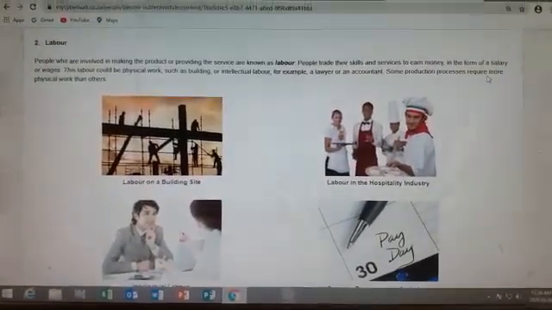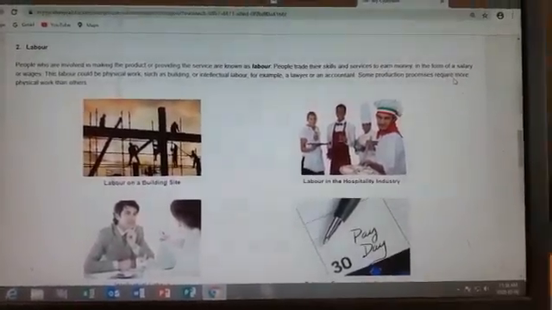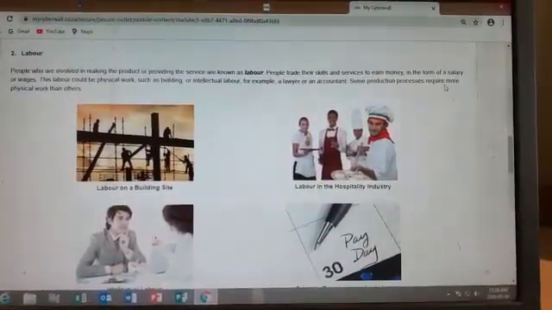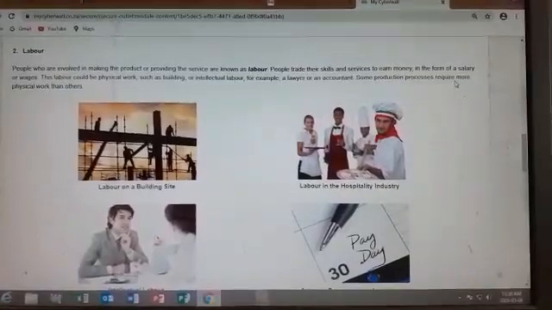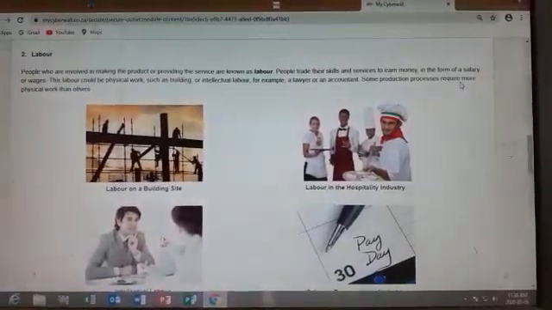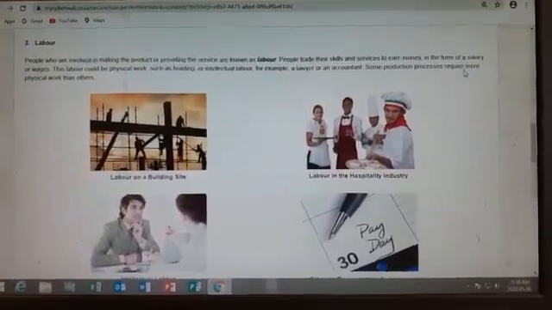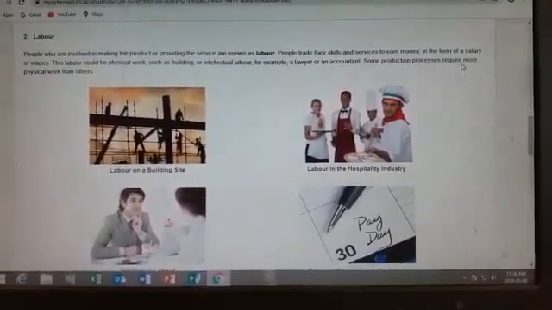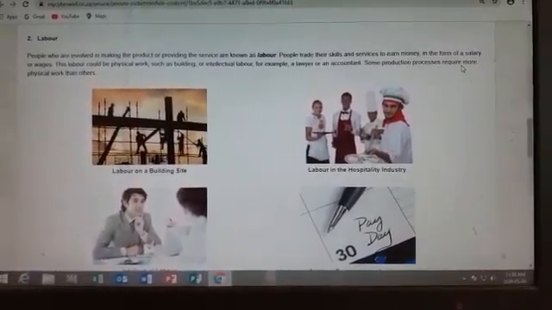So the next factor is your labor. These are the people who are involved in making the product or providing the service, and they are known as the labor. So people trade their skills and services to earn money in the form of a salary or wages. Now, the difference between a salary and wages: a salary is paid monthly. If you earn a wage, then you get paid weekly at the end of each week that you have worked.